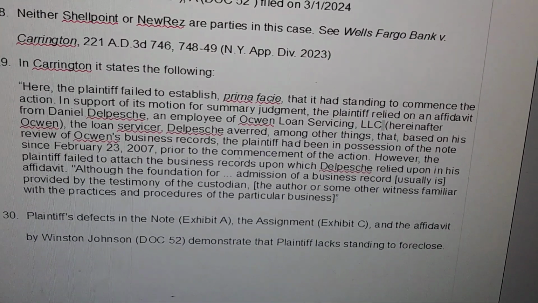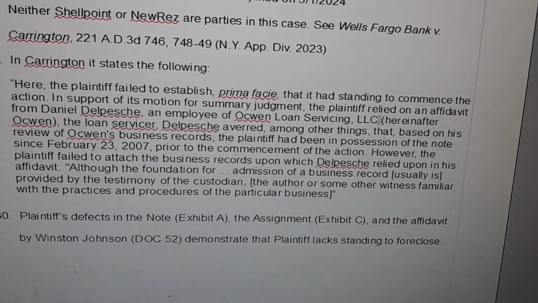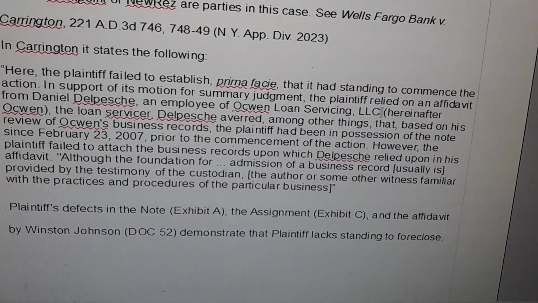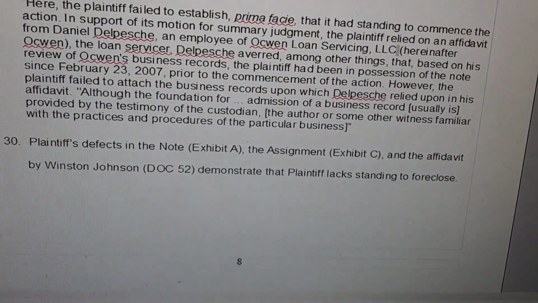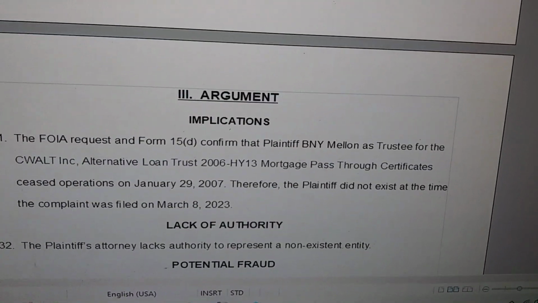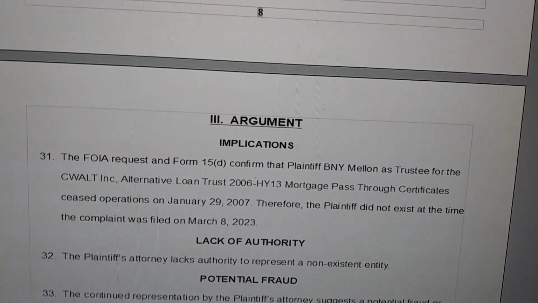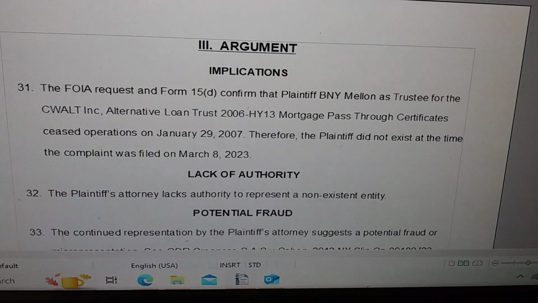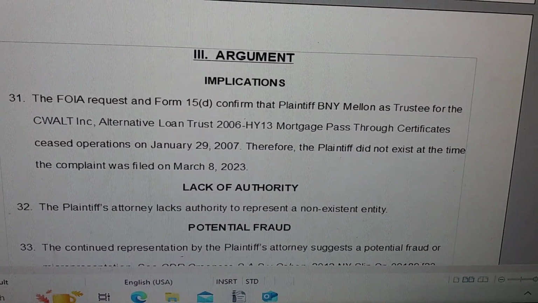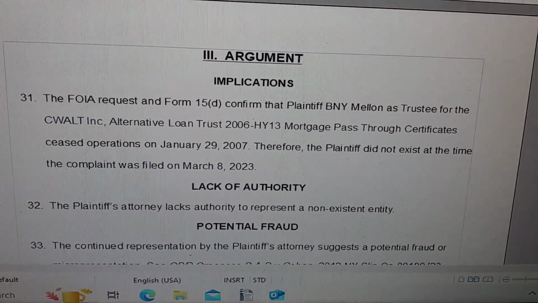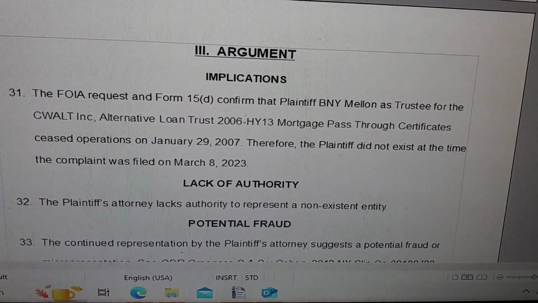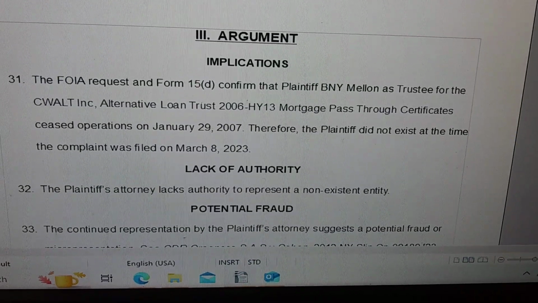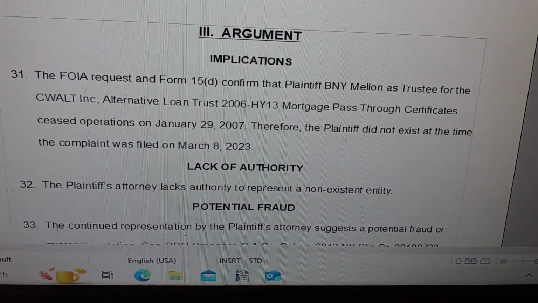Plaintiff's defects in the note, Exhibit A, and the assignment, Exhibit C, and the affidavit by Winston Johnson, Doc 52, demonstrate that plaintiff lacks standing to foreclose. Argument. Implications. The FOIA request and Form 15D confirm that plaintiff, Bank of New York Mellon, as trustee for the C-Walt, Inc. Alternative Loan Trust series, ceased operations on January 29, 2007. Therefore, the plaintiff did not exist at the time the complaint was filed on March 8, 2023.